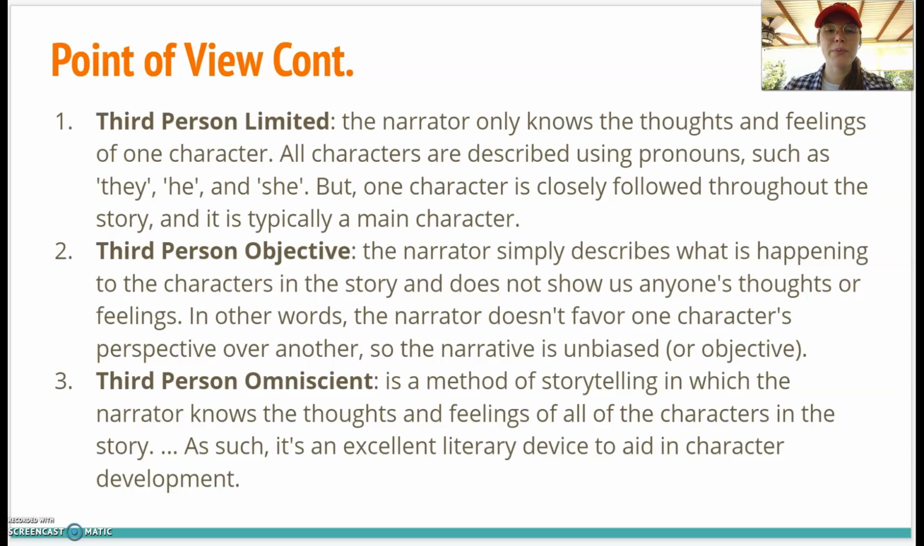And then finally, third person omniscient. This is a method of storytelling in which the narrator knows the thoughts and feelings of all of the characters in the story. This is a great way to show character development.